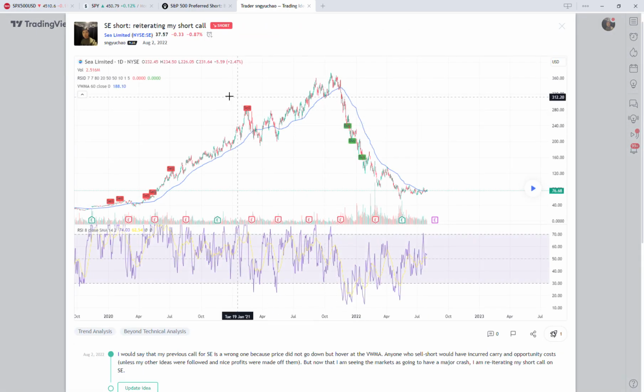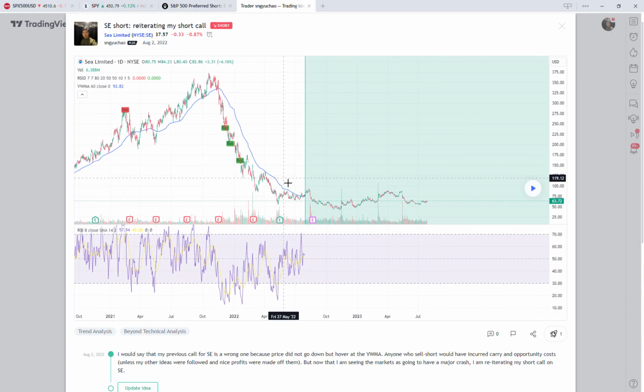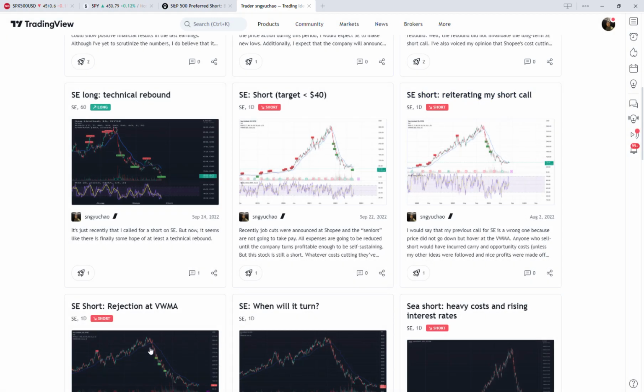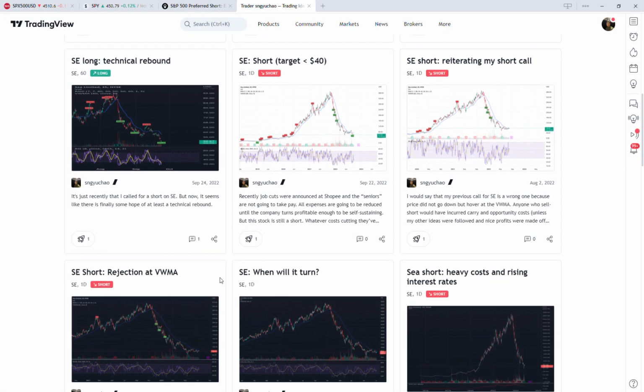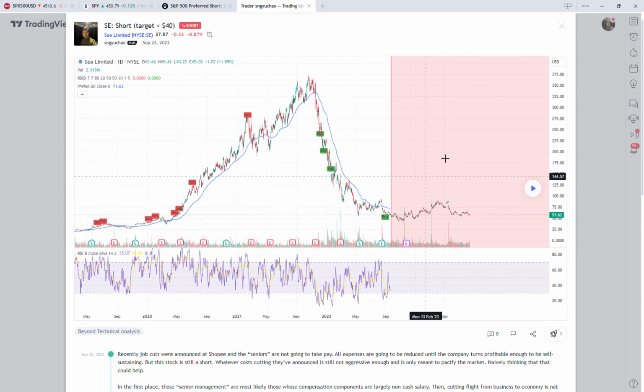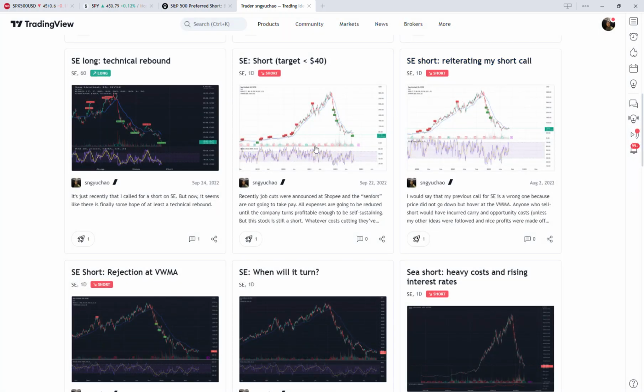In August itself, I once again call for a short. Over here, I am actually a bit biased already, so I just keep calling for a short. But price just moves horizontally, it's just range bound. The next call on the 22nd of September was also a short call, but you can really ignore this one, because 2 days later I actually call for a technical rebound.